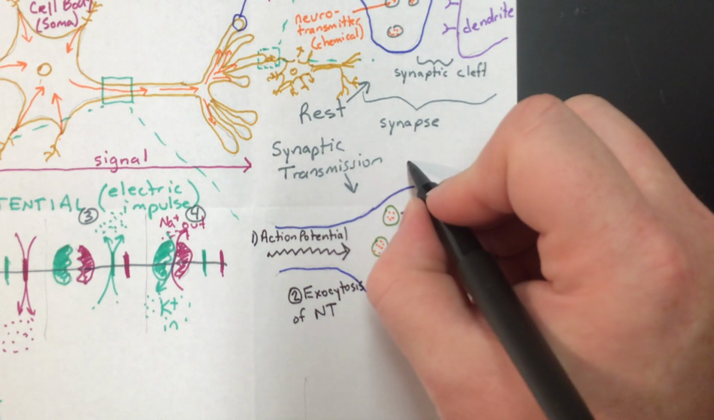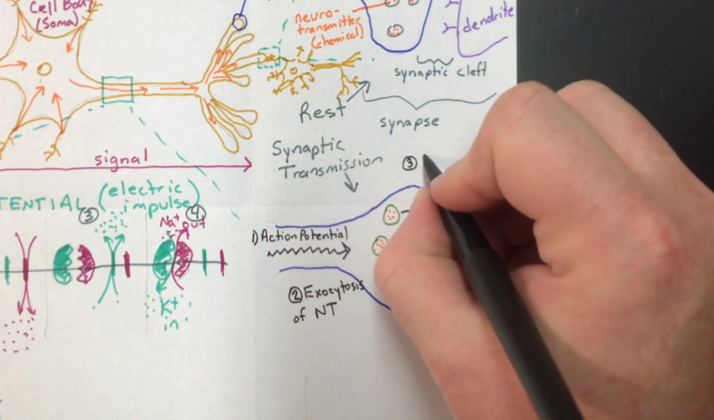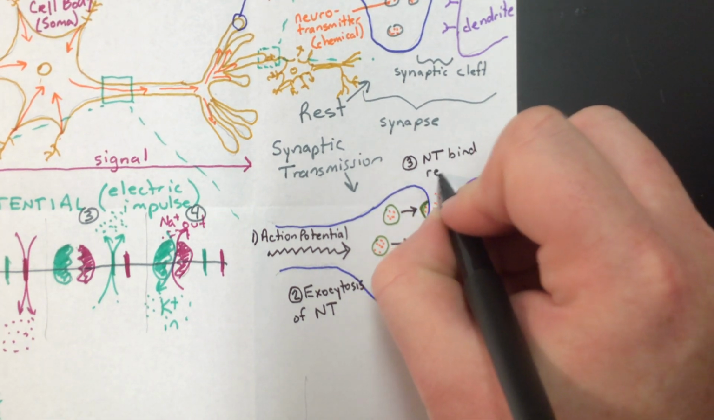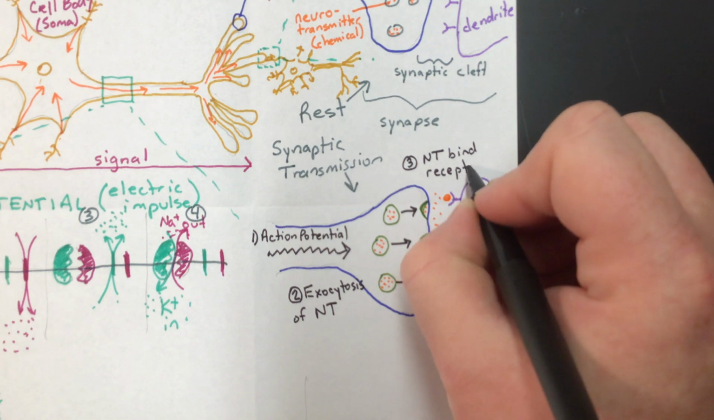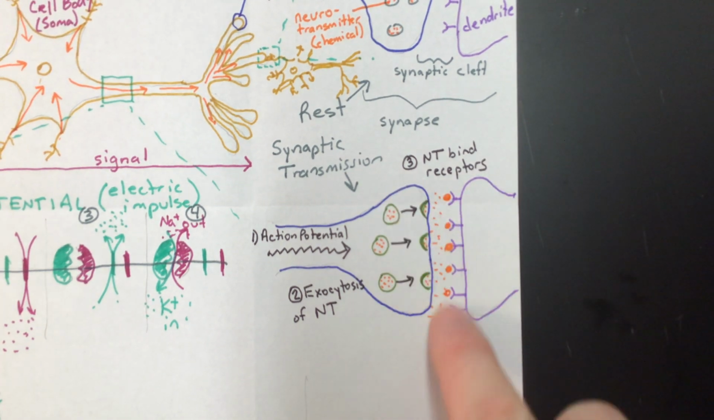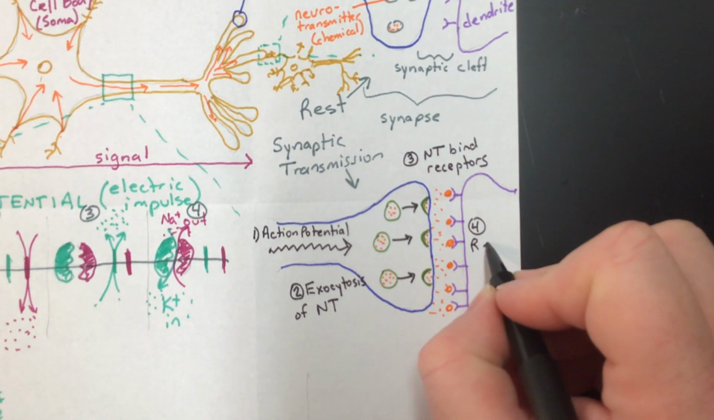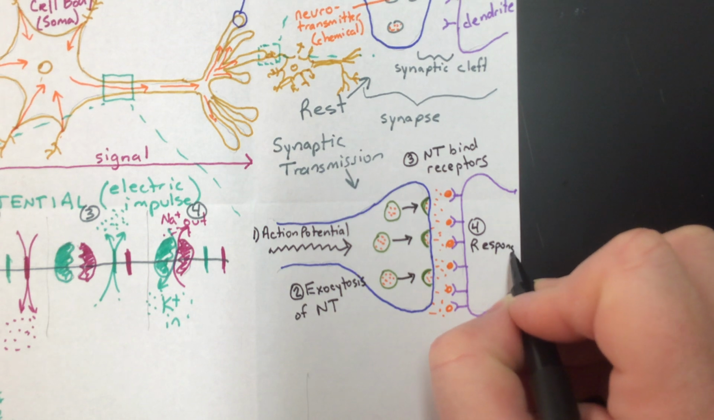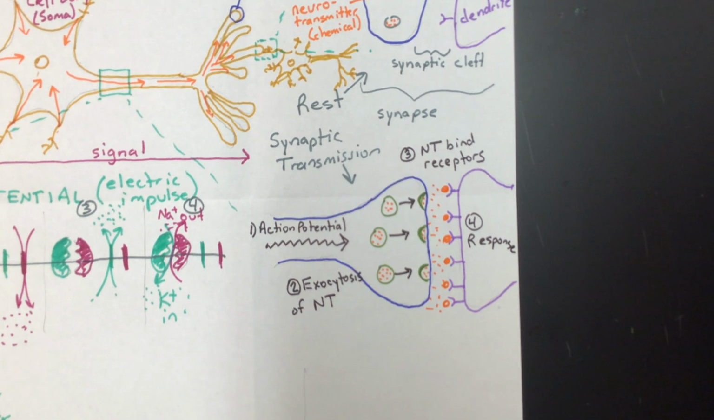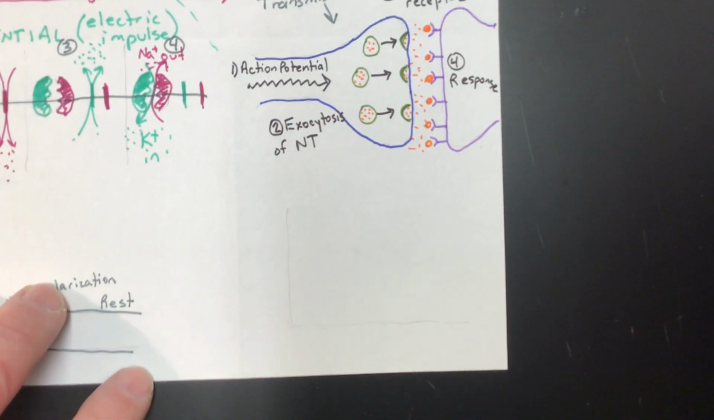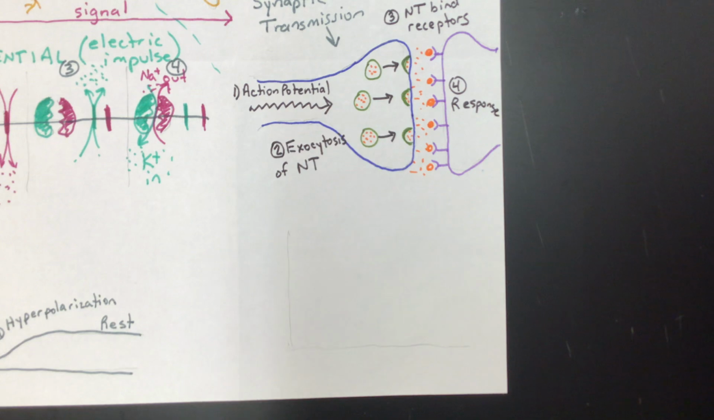So let's write that in as step three. Step three is that the neurotransmitters bind receptors. And then this chemical signal causes a response in the postsynaptic cell. Well, what is that response? What happens? And the truth is that it kind of depends. So let me tell you what I mean down here. What do I mean that this response depends?